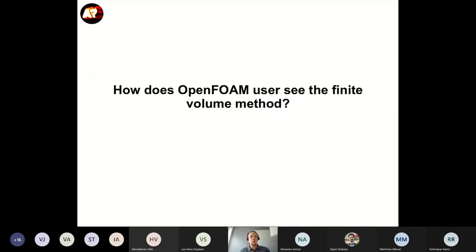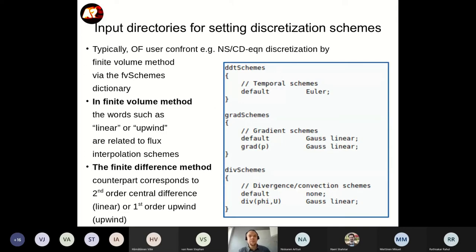And then how does the OpenFOAM user see the finite volume method? How do you see it in practice? So you have different dictionaries. I hope it is still called fvSchemes. Some time ago, I think they may have changed. But anyways, the main idea is here. You have a dictionary in the input files, and there you have to define what is your ddt scheme. So you have to specify to OpenFOAM how you discretize the time derivative.